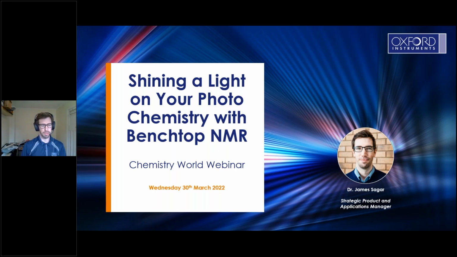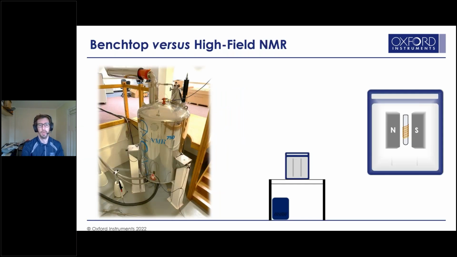It was really interesting to see both how many people were interested in doing photo NMR, but also how important people place automation and high throughput in that. Obviously these are things that often come into discussions when you're looking at both high field and benchtop NMR spectrometers. Addressing some of those differences is probably a useful place to start before we look at how this photo NMR can be implemented on a benchtop.